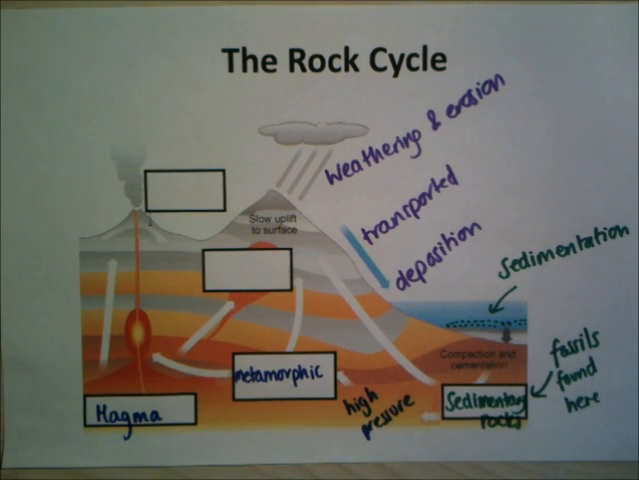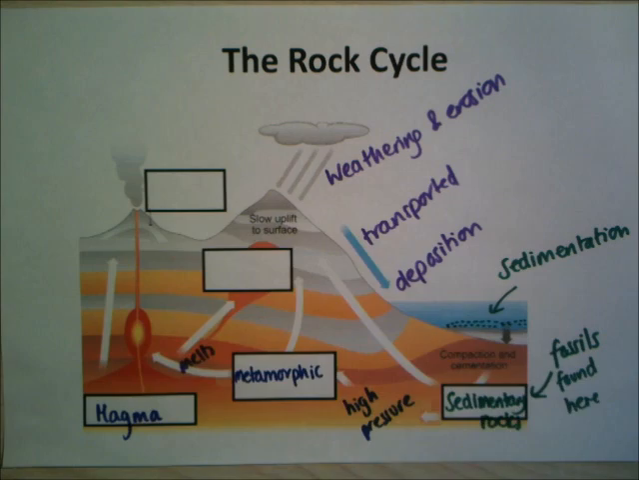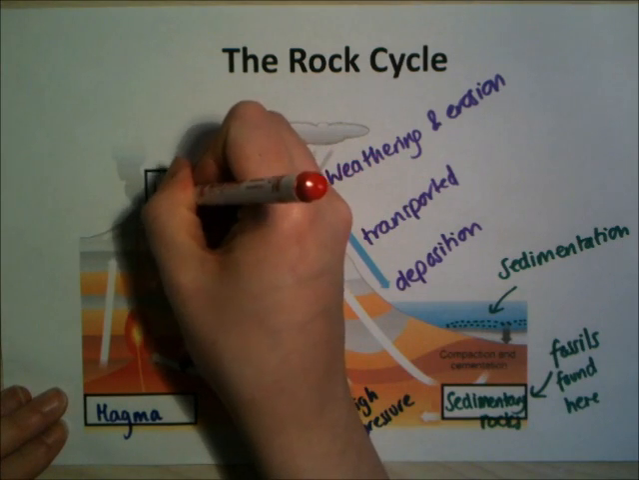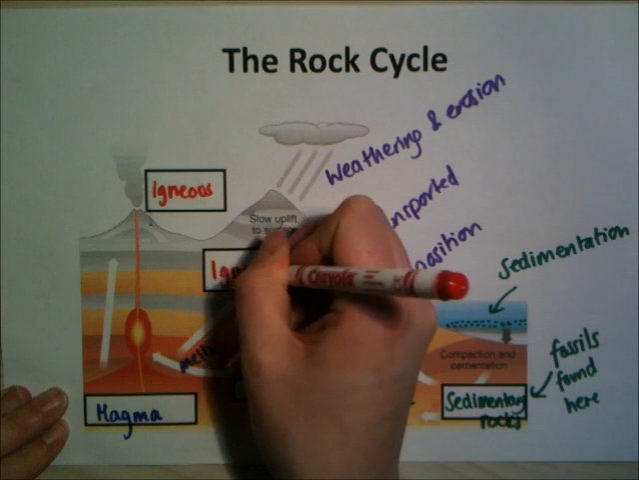Metamorphic rock can do this as well if it melts. I'm going to just write in here. Now, if it does that, it can become something called igneous rocks. So these two places here have got igneous rocks, and they're rocks that were molten and then have solidified.